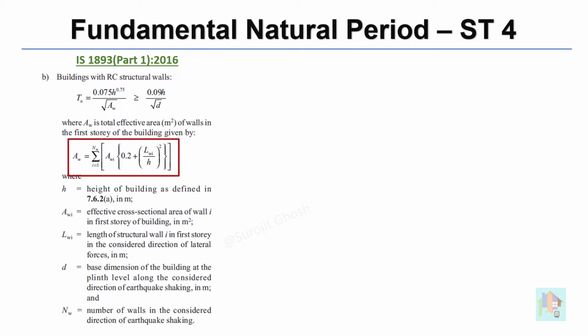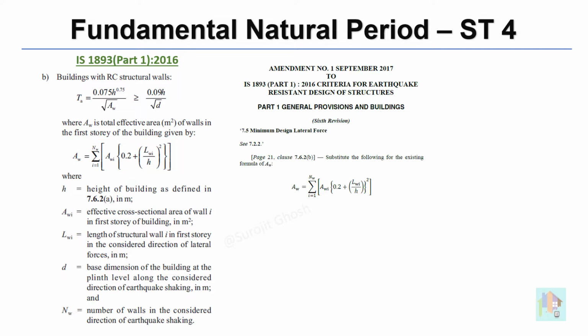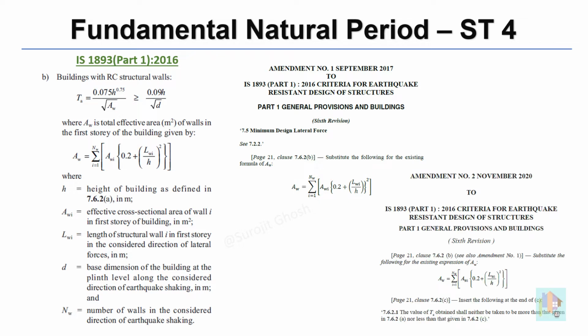Well, there is a lot of confusion about this. In the original version of the code, which was published in 2016, this equation was provided. Later in Amendment 1, published in 2017, it was modified, and the square term was provided outside the bracket. With this modified equation, the calculated time period was quite large, which significantly decreased the seismic force. Later in 2020, the second amendment to IS1893 Part 1 was released, and in this version, the equation has been modified back to the original. The square term is inside the bracket. This is the final equation which we need to follow.